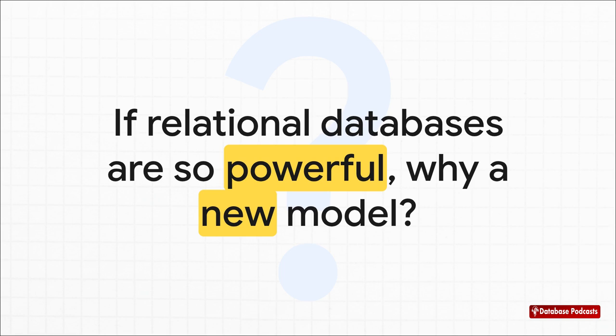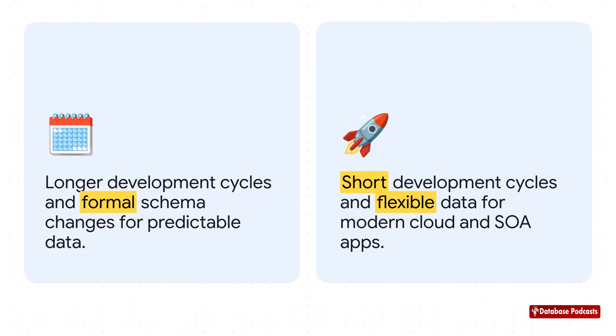Why did we suddenly need to look past the world of tidy rows and columns we all know so well? Well, you can really see the contrast here. The old way of doing things involved long development cycles and data that was pretty predictable. But modern apps, totally different beast. We build them in quick, agile sprints. We often use a service-oriented architecture, building big apps out of lots of smaller, independent services. When you combine that with the need to scale up massively in the cloud, that rigid structure of a traditional database really starts to feel the strain.